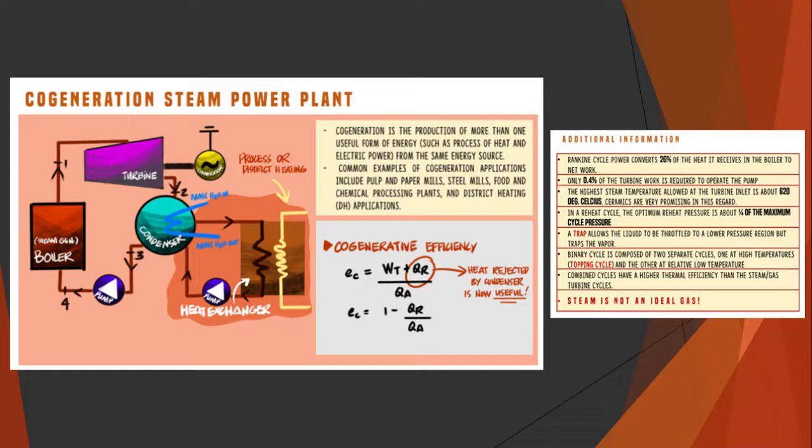A trap allows the liquid to be throttled to a lower pressure region but traps the vapor. Binary cycle is composed of two separate cycles, one at high temperature and the other at relatively low temperature. Combined cycle has a higher thermal efficiency than the steam gas turbine cycle. Steam is not an ideal gas.